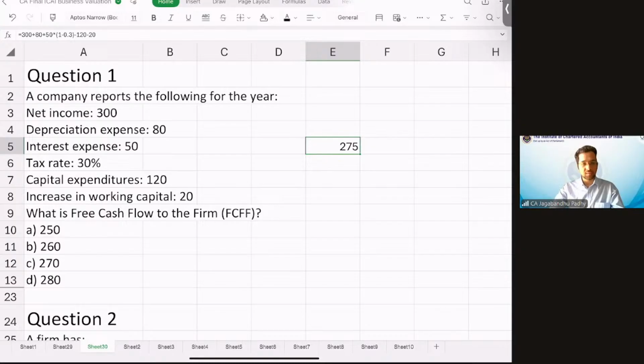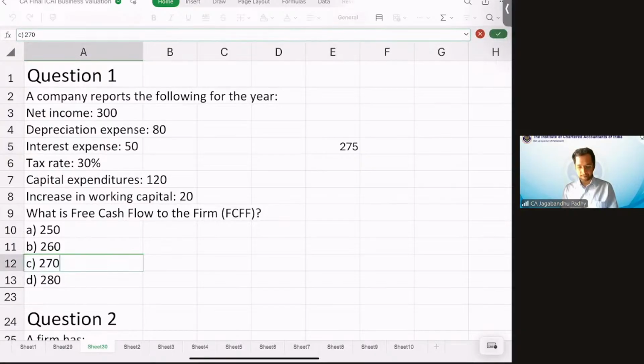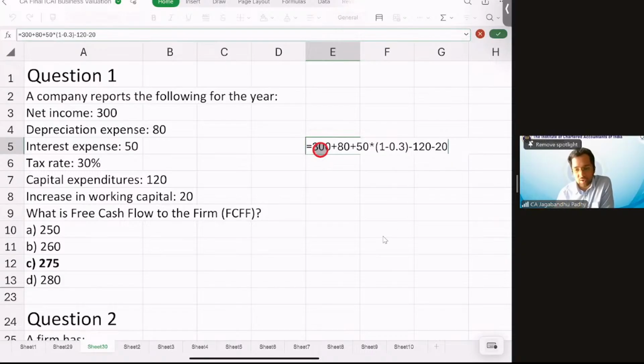So the answer is 300 plus 80 plus 35 minus 120 minus 20. 275. So is option C, 275. Right? So that's 300 plus 80 plus 50 into 1 minus 0.3.